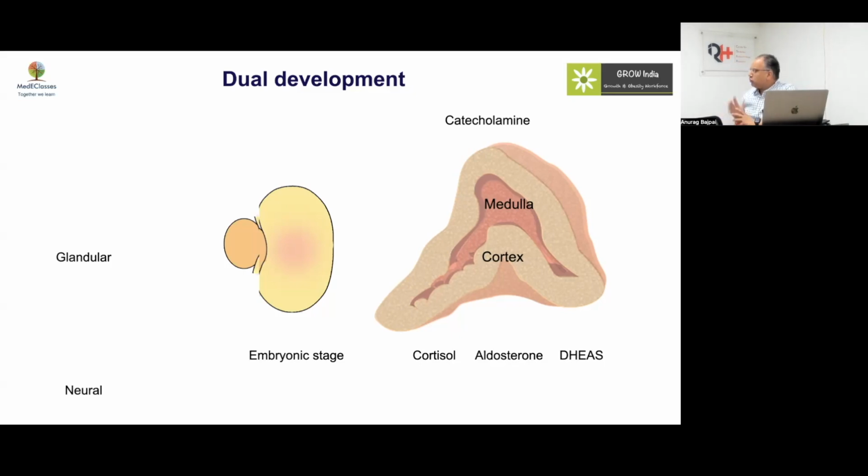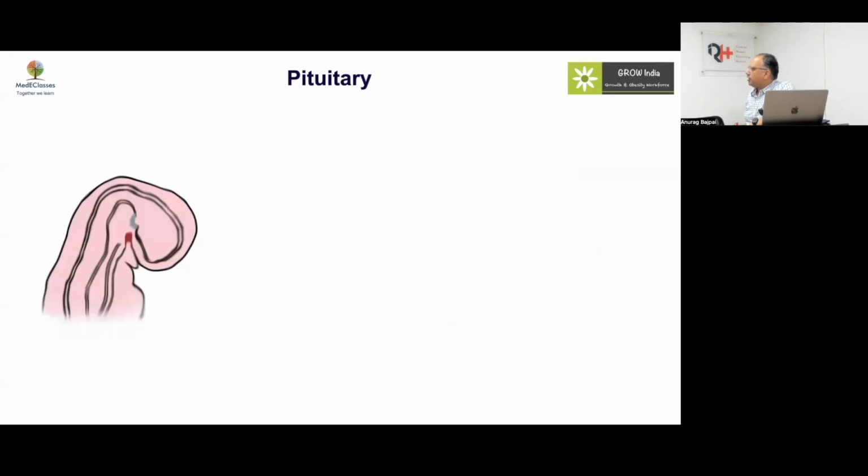Why this dual origin is also important is that the disorders are different. In the medulla, you will have neural disorders like pheochromocytoma or paraganglioma, which are like neuroblastomas. While in the cortex, you will have a different group, adenomas. They will, of course, have a different origin. Carcinoma will have a different scenario. Different genes will be regulating their disorders as well.